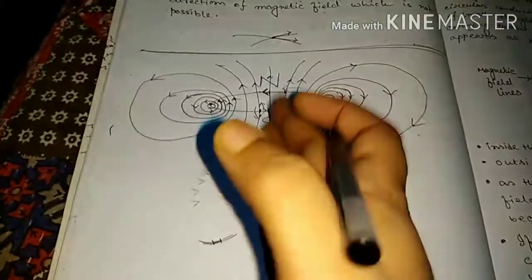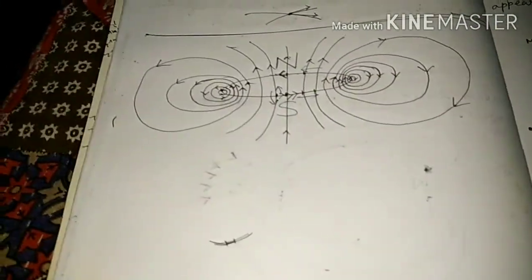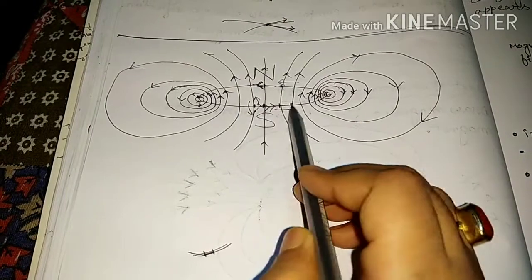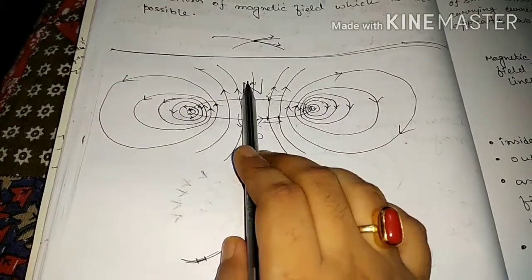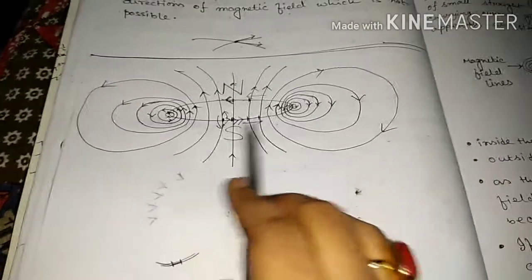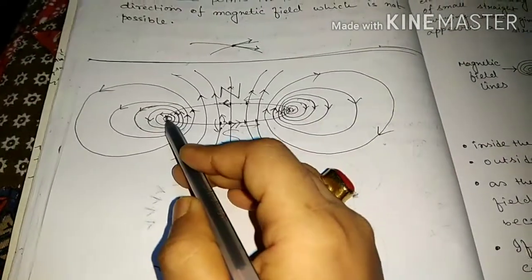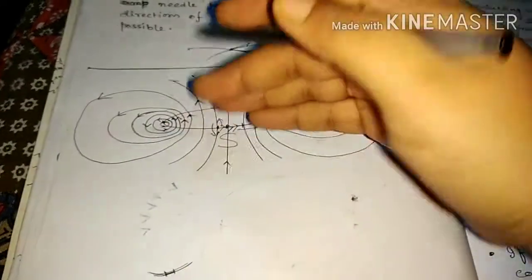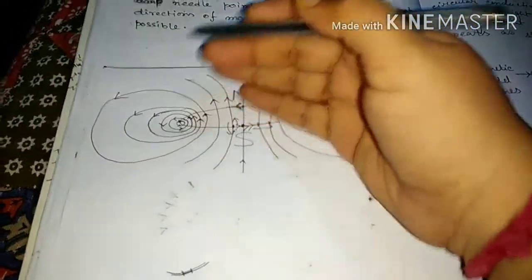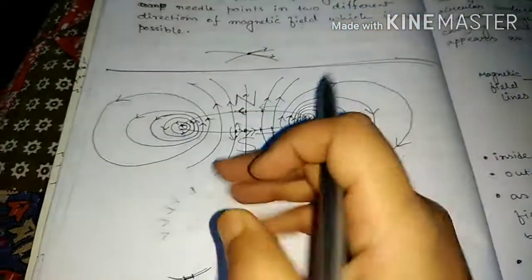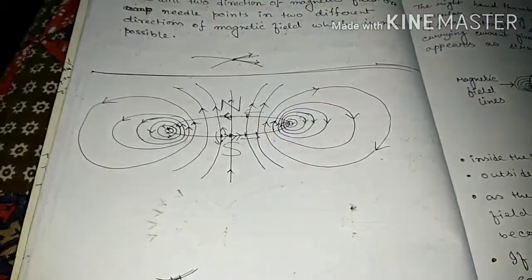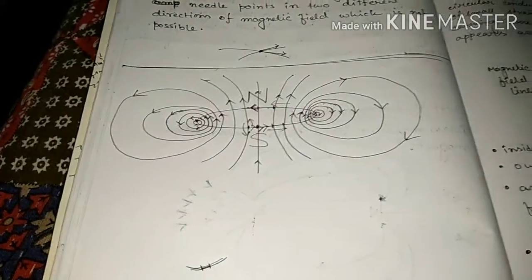But from this figure we can easily find out, because the current is flowing through this side clockwise and this side anti-clockwise. So this side is N, this side is S. If you consider this wire to be outside the cardboard and this one inside the cardboard, then the part of the coil inside the cardboard is the north pole, and the part of the coil outside the cardboard is the south pole.